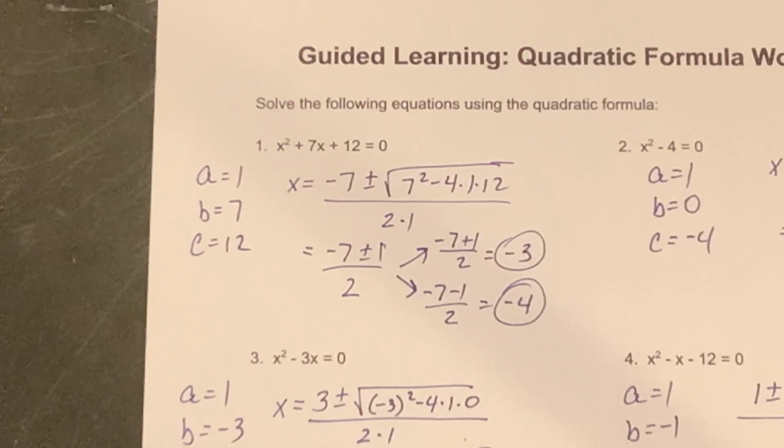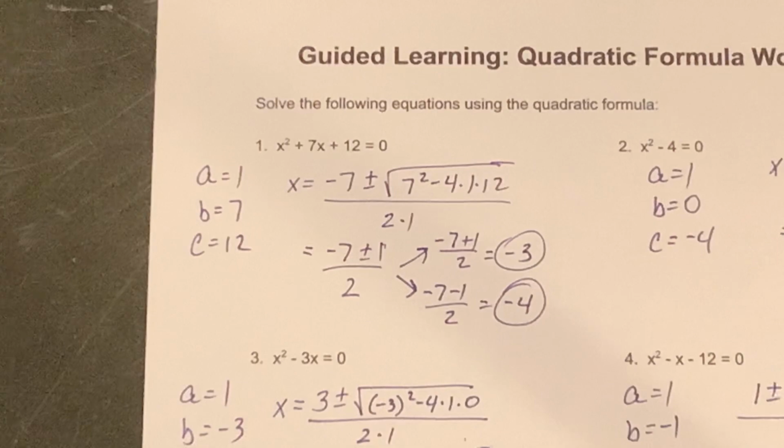So on number 1, A was 1, B is 7, C is 12. So we set it up. Opposite of 7 is negative 7 plus or minus the square root of 7 squared minus 4 times 1 times 12, all over 2 times 1. All that radical stuff inside the radical, including the radical, turns into 1. So we get negative 7 plus or minus 1 over 2. We break that up into two different answers.